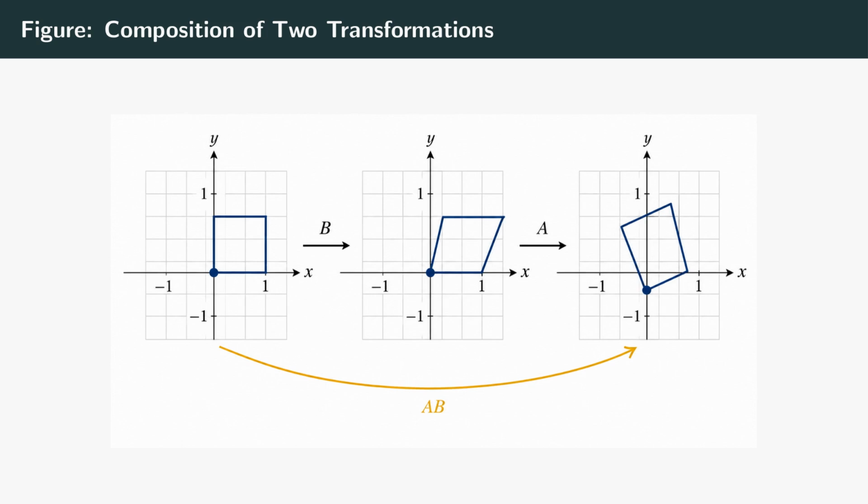And the picture makes non-commutativity obvious. If you reversed the steps, applying A first and then B, the shape would visit a different middle grid, and almost certainly land somewhere else. The order of the arrows is the order of the matrices, and swapping them changes the destination.